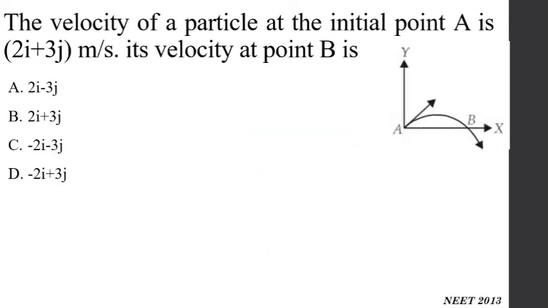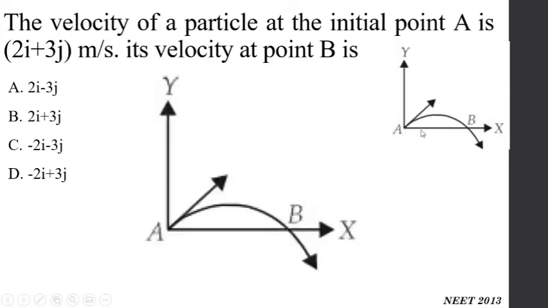Next question: the velocity of a particle at the initial point A is 2i plus 3j. This diagram is given in the question. At this point the velocity is given, that is 2i plus 3j. So the x component is 2i, here you can see, and the y component is 3j. Its velocity at point B is, at point B you should understand that the vertical component is going to be in the negative y direction, that will be equal to minus 3j, and the horizontal component remains constant.